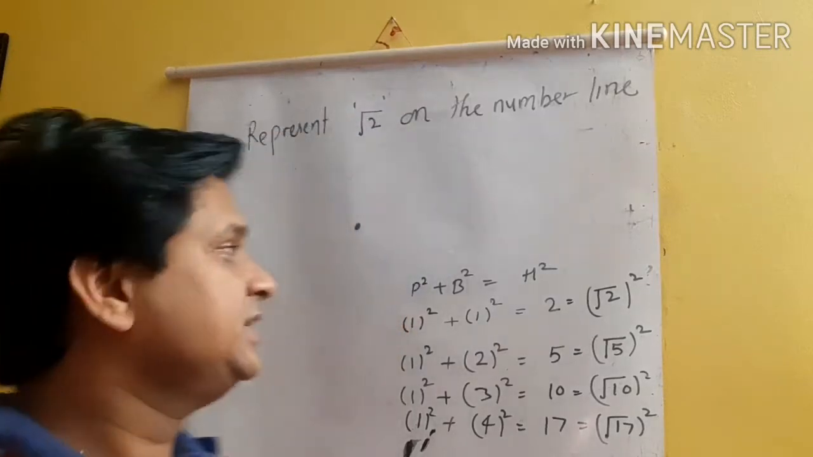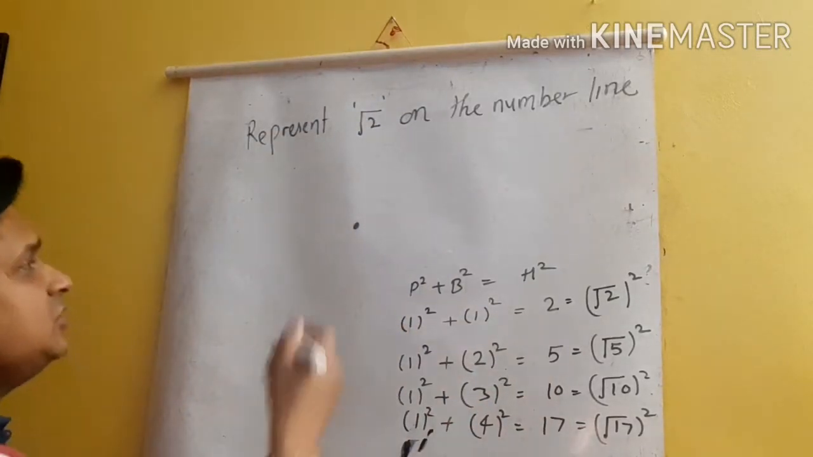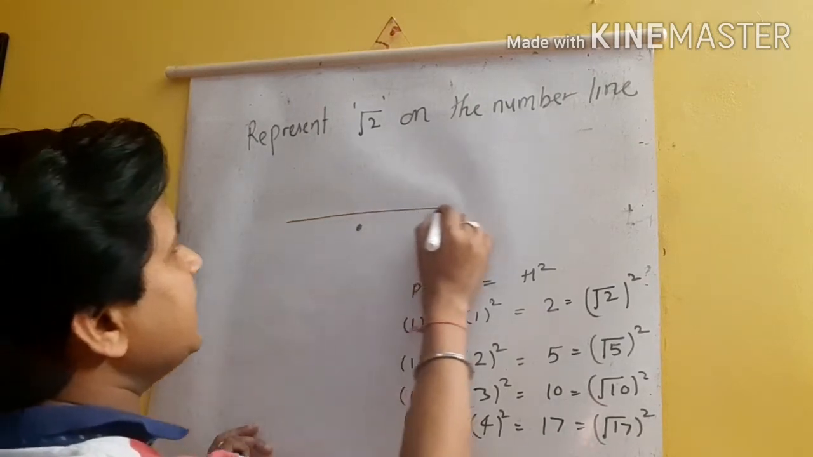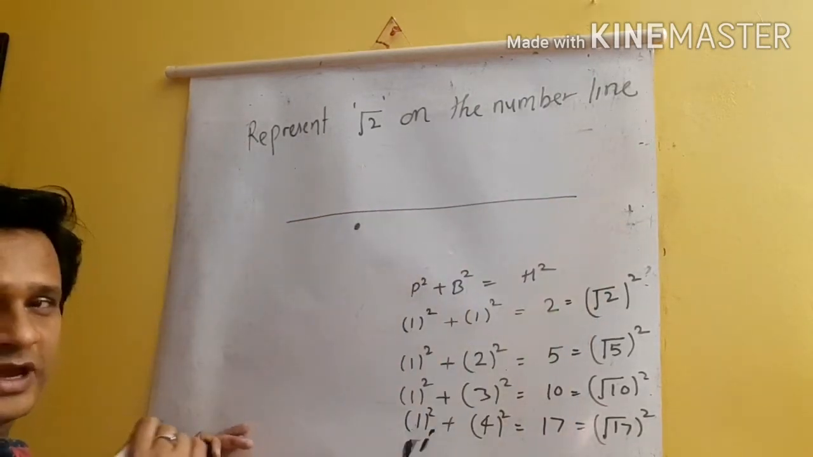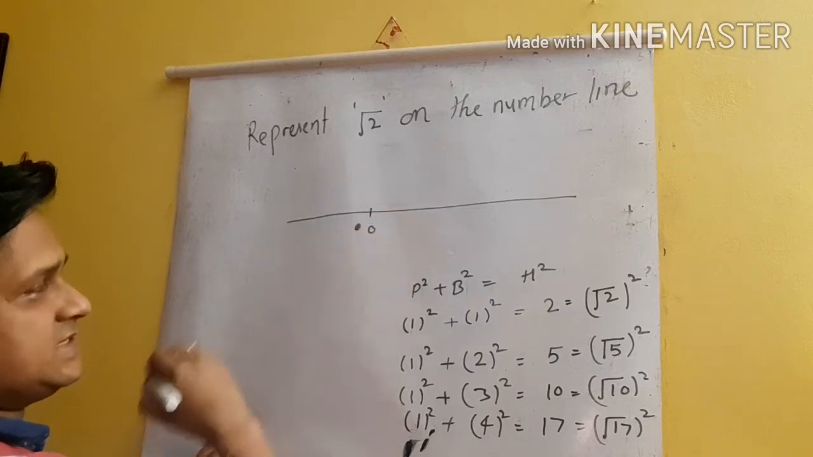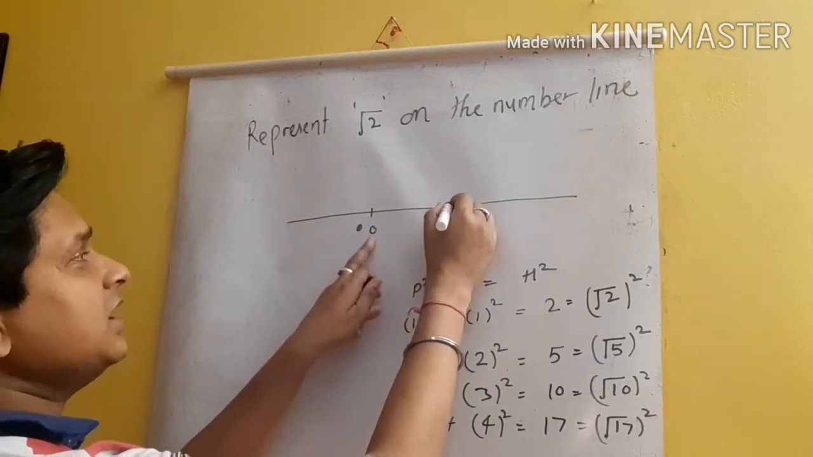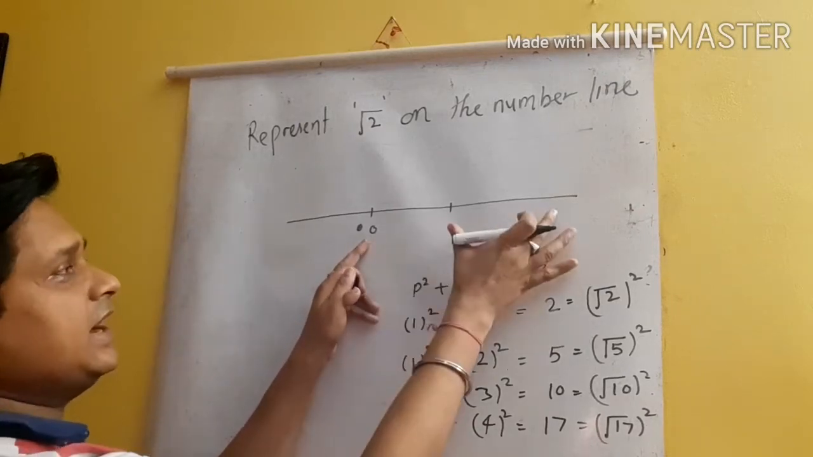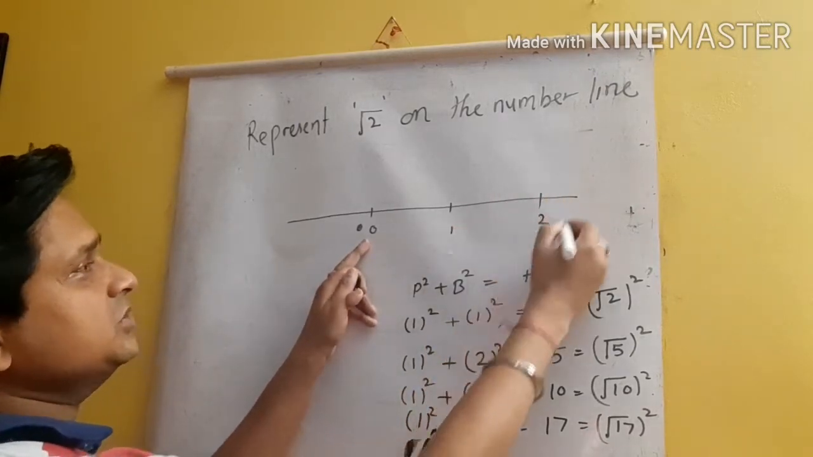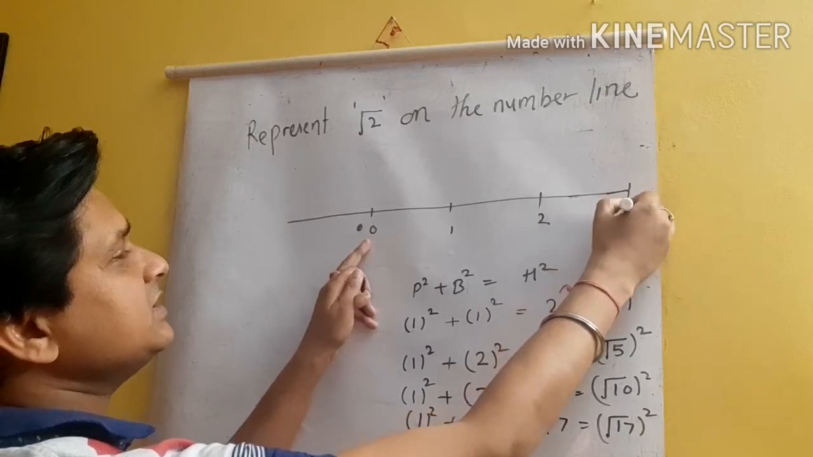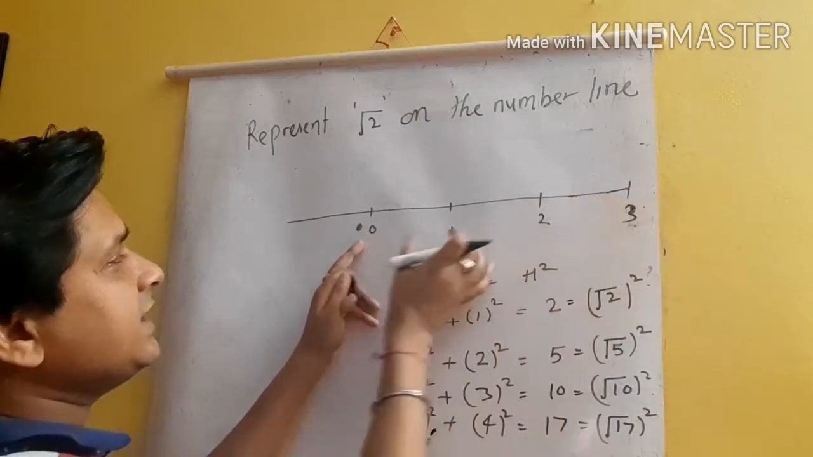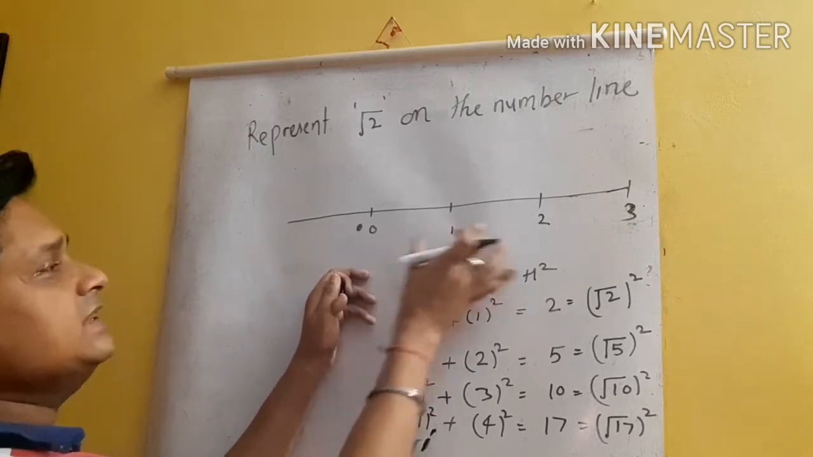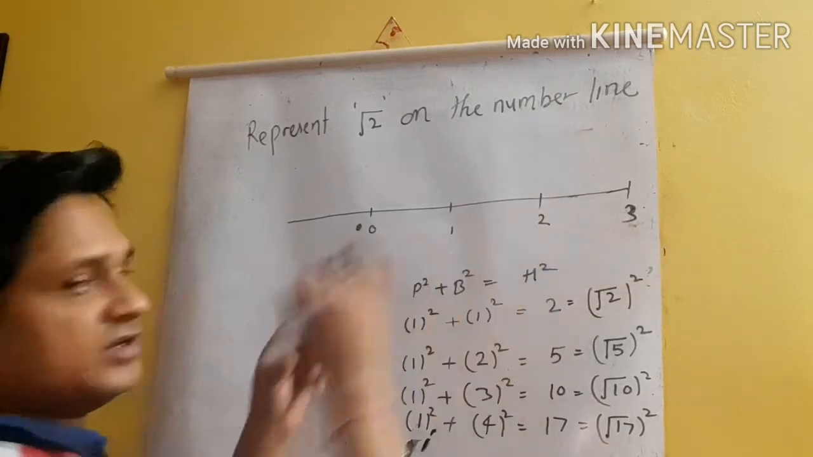Suppose I have to represent root 2 on the number line. What will I do? First I will draw a line. You can draw a line of any length, and at equal distance I will mark 0. After that, at equal distance it will be considered as 1 unit, and at the next equal distance I will take 2, and next at equal distance 3. This is 1 unit, this is the next 1 unit, and this is the next 1 unit.